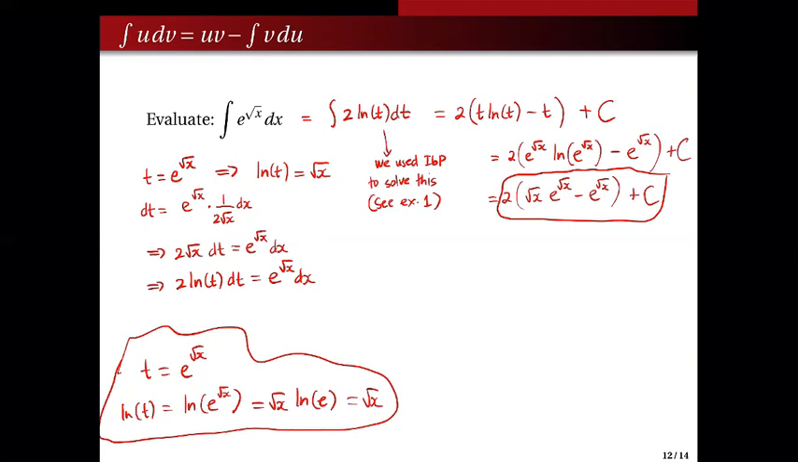If in the exam I ask you to integrate t ln of t dt, you won't say using example number 2 in the lecture, this is the final answer. No, you have to show the steps. Okay? Any questions?